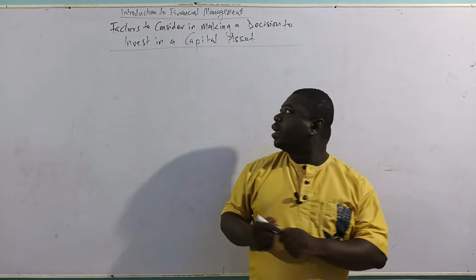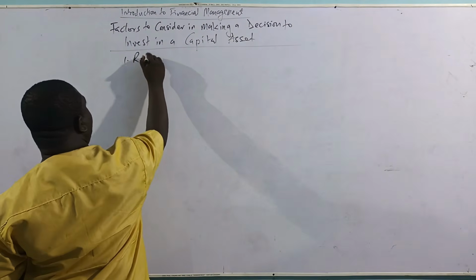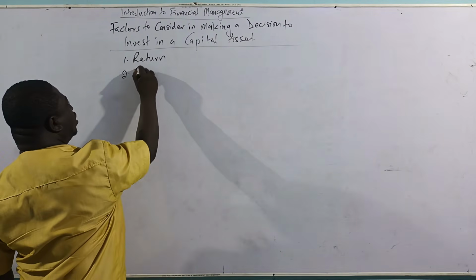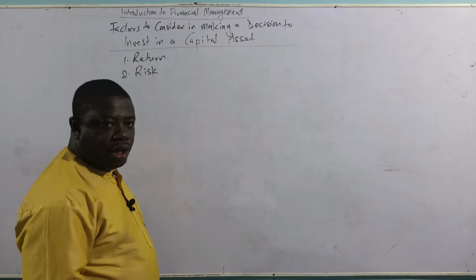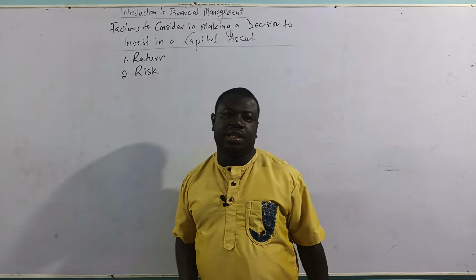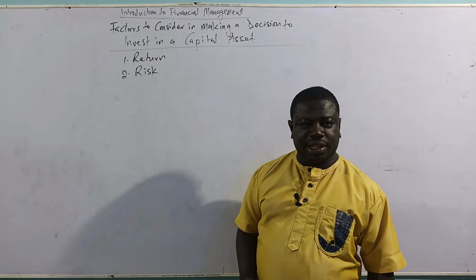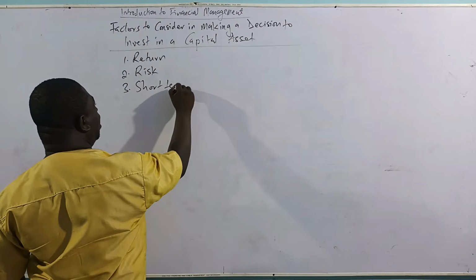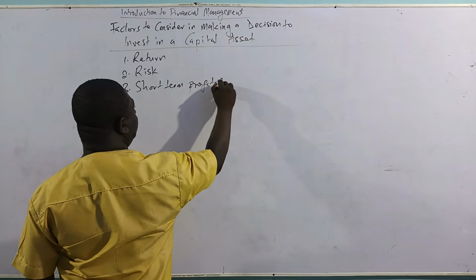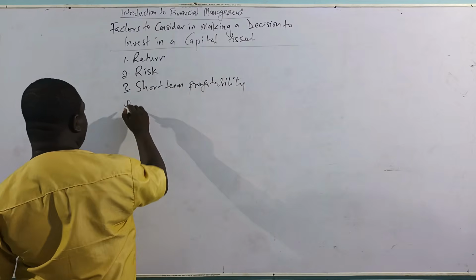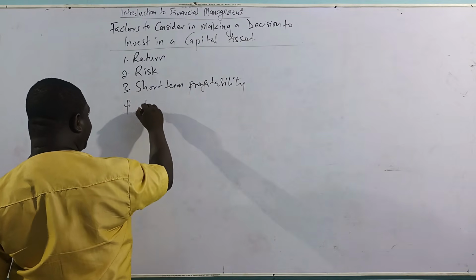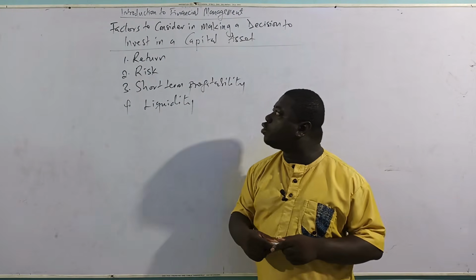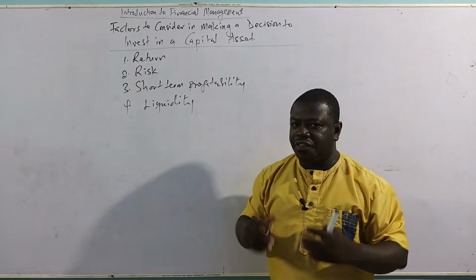Take note. Now the first one is return. You consider the return that the investment is going to give you. And then also you consider risk. I'm going to explain them. So you consider the return on the investment, you consider the risk associated with the investment, and then you consider the short-term profitability. I'm going to explain. And then finally, you also consider the liquidity aspect. Now, these are four key things you must consider before you make a decision to invest in a capital asset.